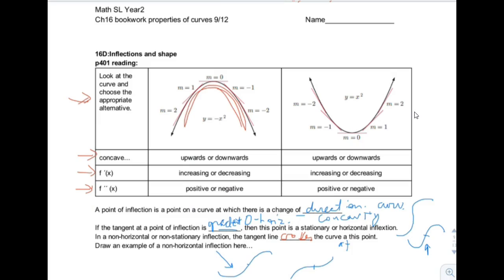It opens down, right? It's like if it's a cup, it opens down. And what about this? Does it open up or down? It opens up, right? Okay.